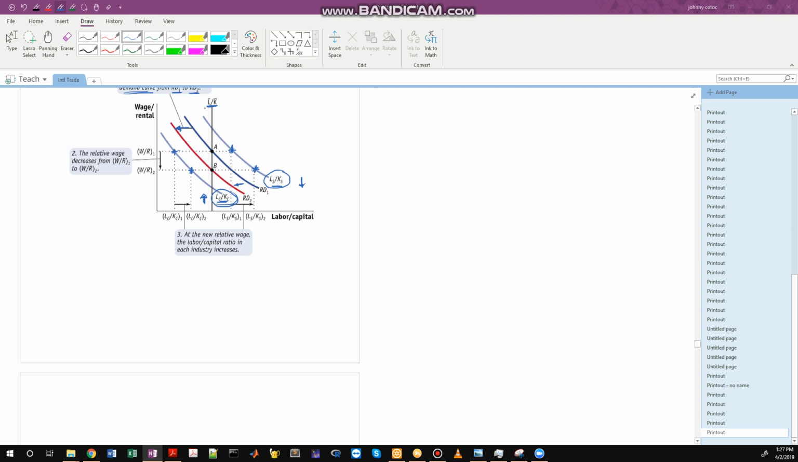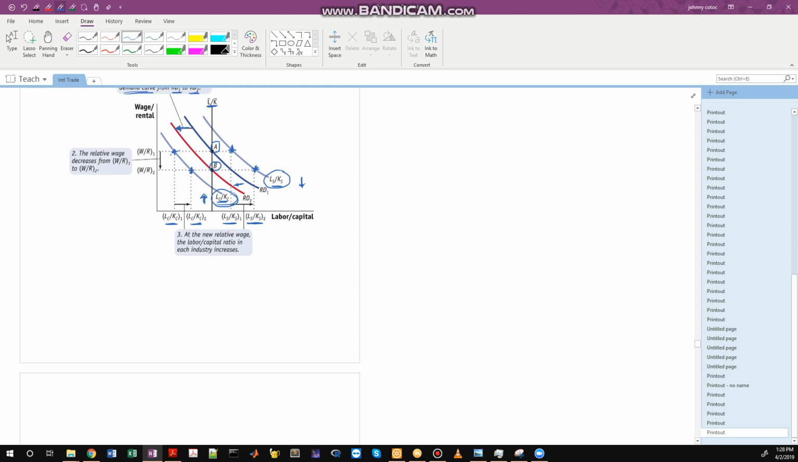So as this demand shifts to the left, the new equilibrium is going to go from point A to point B. And this is going to be the new equilibrium. And in this new equilibrium, you're going to get a decrease in the wage to rental ratio. And what we're going to see is the labor to capital ratio increase for each of the industries. And this is key. This is key.